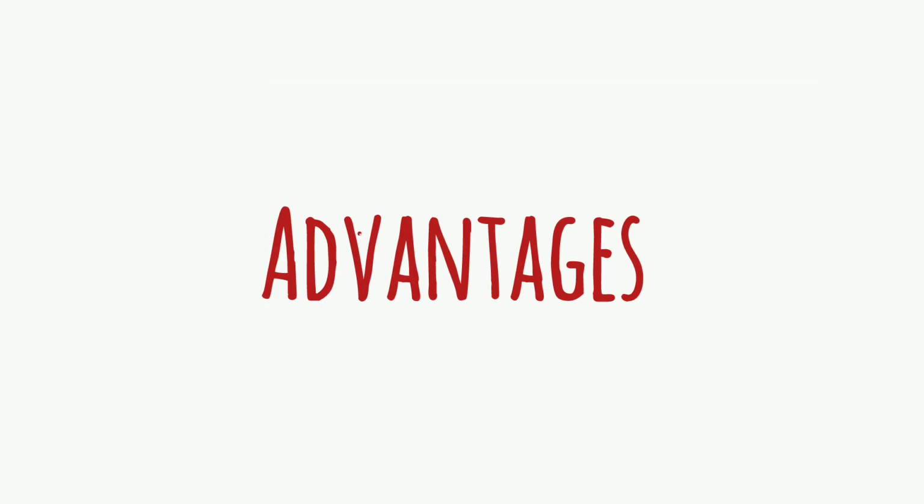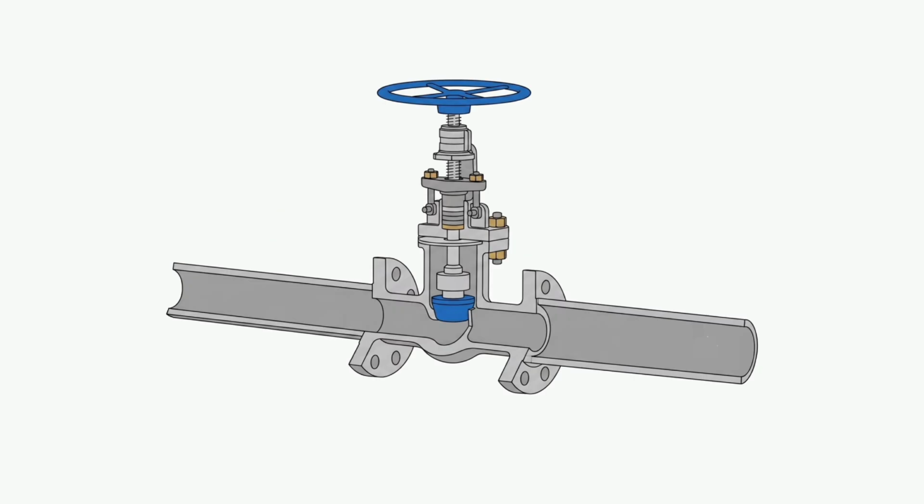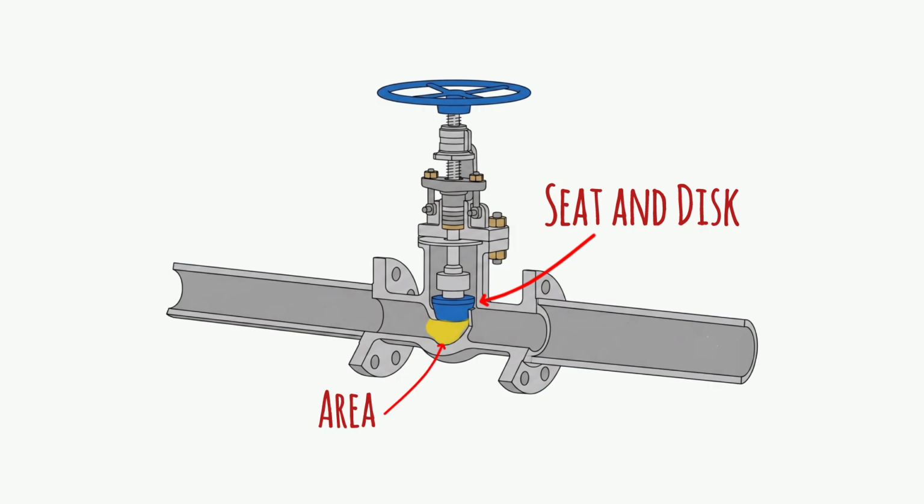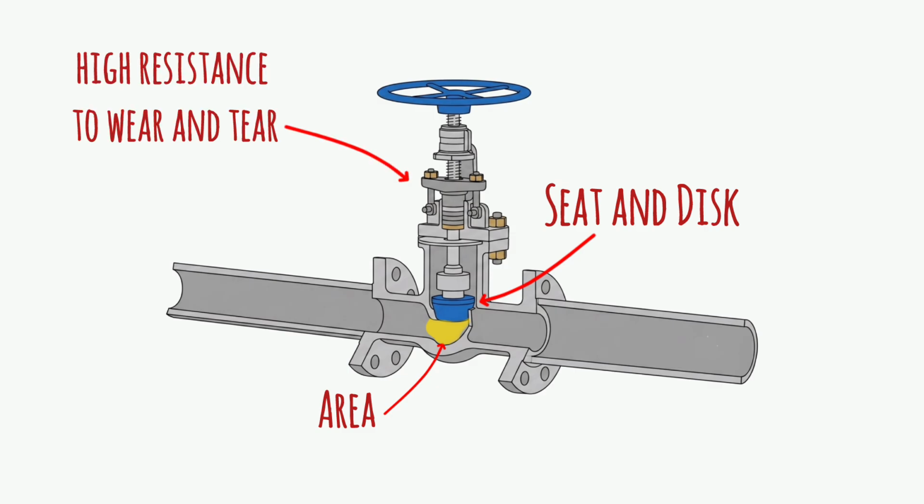Now, let's talk about the advantages. In this type of valve, the disc moves perpendicularly to the seat. This movement changes the area of the fluid path in a controlled way, which allows the flow rate to be adjusted with high precision. Moreover, these valves have a high resistance to wear and tear caused by high fluid velocities, thanks to their specific body material and special design.